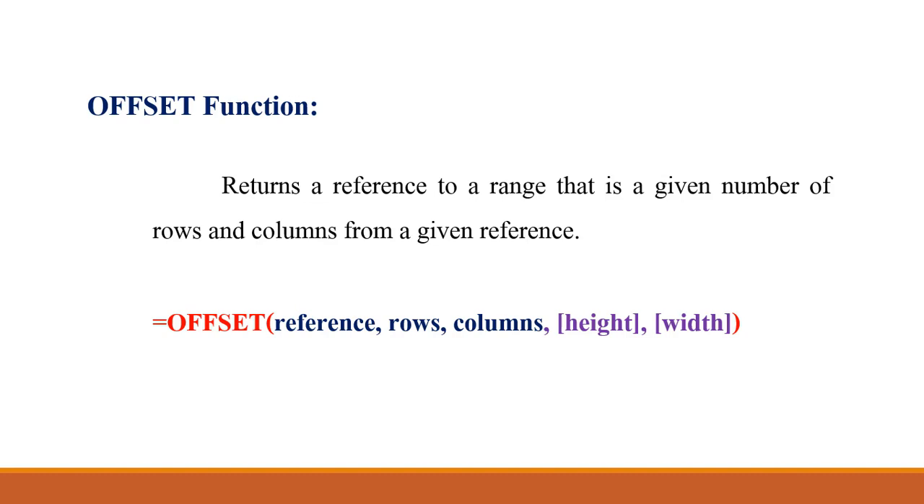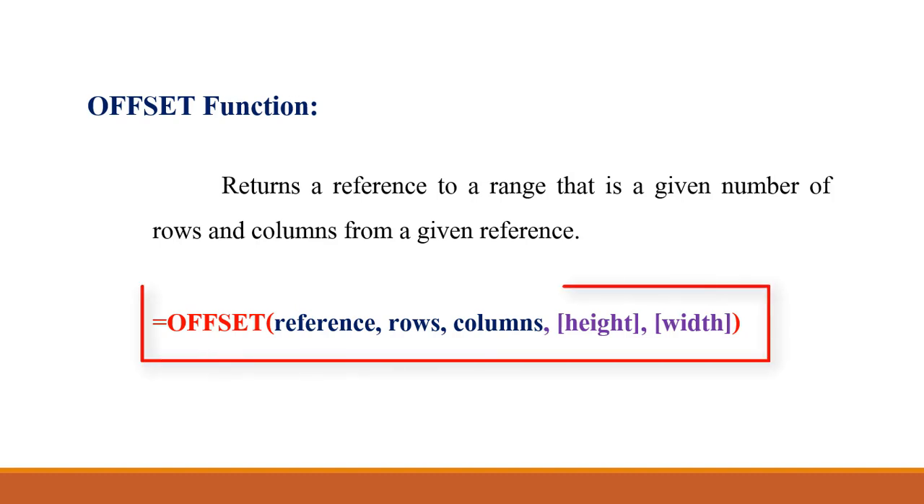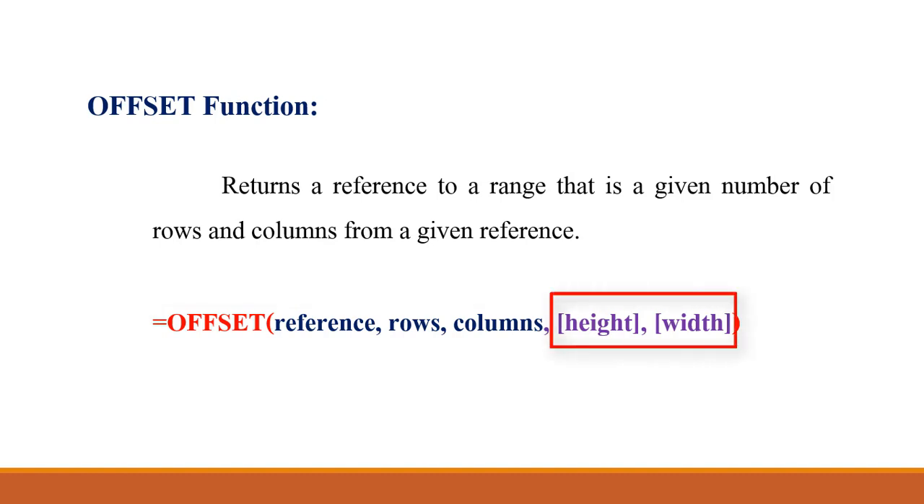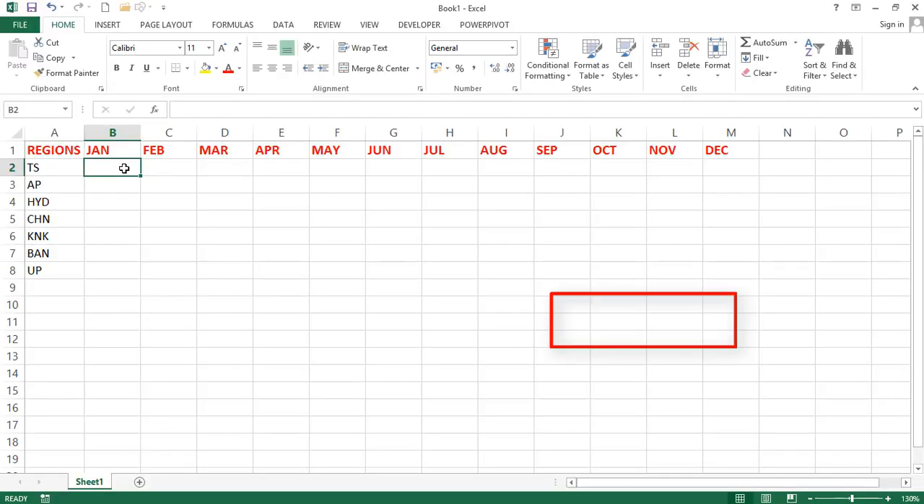You can see there are 5 possible arguments, 2 of them optional, in the OFFSET syntax: reference, rows, columns, height, width. The last 2 arguments, height and width, are optional. Anything placed inside the square brackets is optional; you do not need to give it, it's not mandatory. To explain the usage of OFFSET, we will present some working examples.